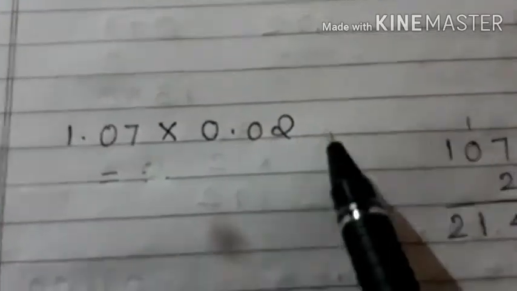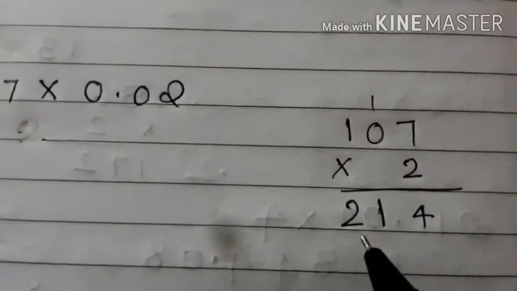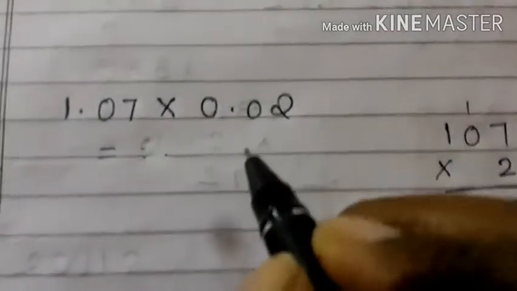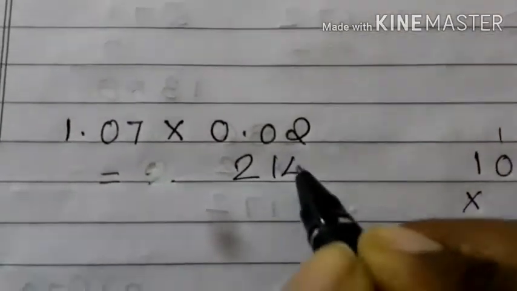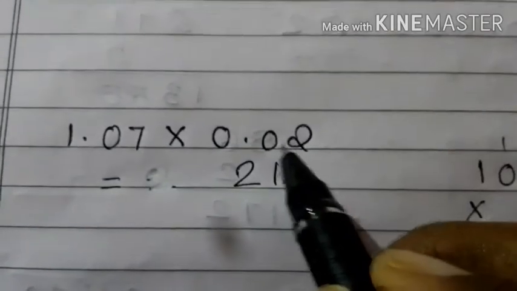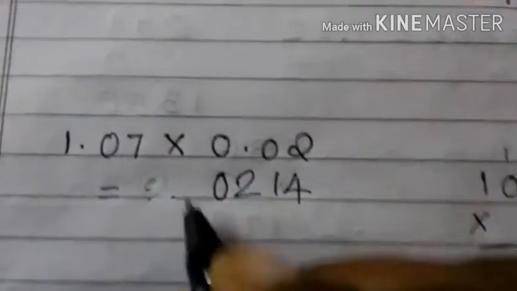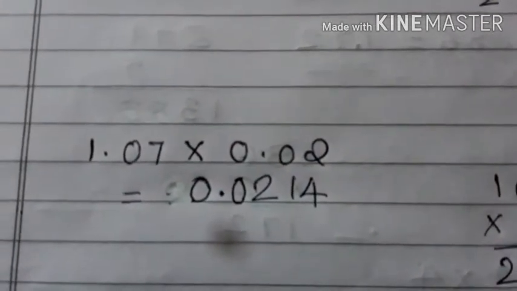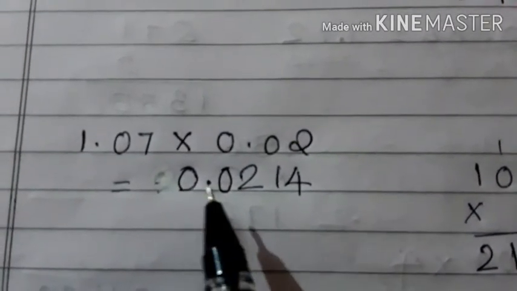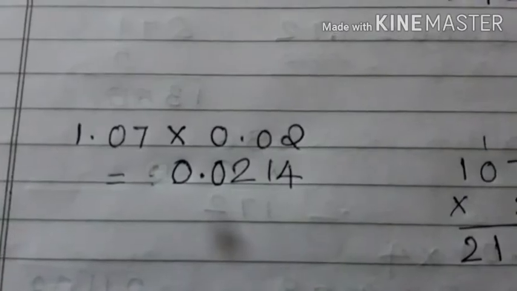1.07 multiplied by 0.02. First multiply 107 by 2. 107 multiplied by 2. We get 214. So write the product 214. Count the decimal places 1, 2, 3, 4. Here only 3 digits. Then 0 right here. So 1, 2, 3, 4. 4 digits are there. Then decimal point, put 0 before the decimal point. Then read the decimal number 0.0214.